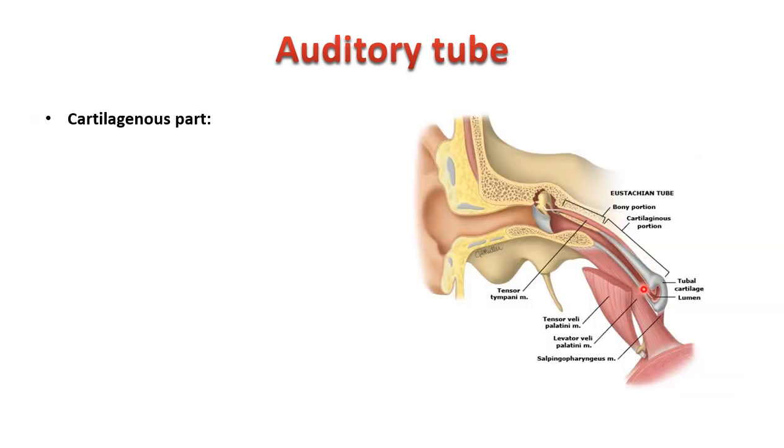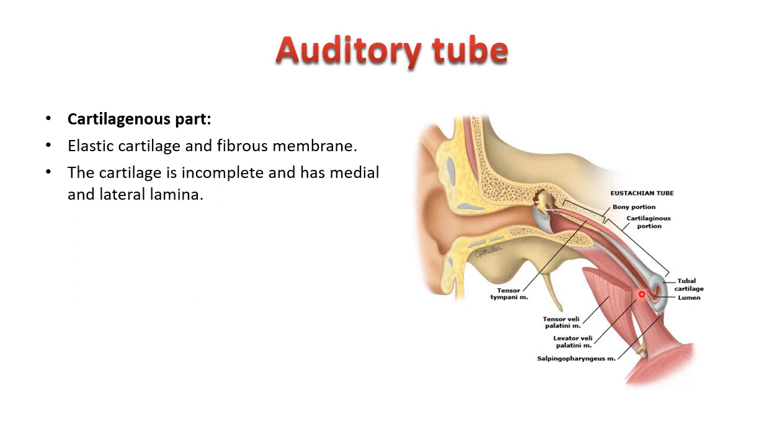Coming to the cartilaginous part, it is almost 2.4 centimeters or 24 mm, forming the 2/3, and you are able to see it is a single cartilage which is folded hook-like. You have a broad medial lamina and a short lateral lamina, and it is incomplete, it does not form a complete lumen, and that part is covered by a fibrous membrane. Mainly the posterior inferior part, below and laterally, will be covered by the fibrous membrane.